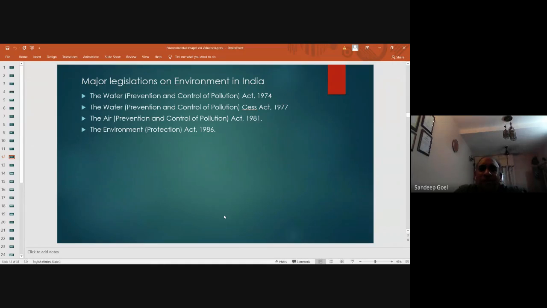Major legislation on environment in India. The Indian government from time to time has framed and passed in Parliament four legislative bills. First was the Water Prevention and Control of Pollution Act 1974. Second was the Water Prevention and Control of Pollution Cess Act 1977. Fourth is the Air Prevention and Control of Pollution Act 1981. Out of these, the Environment Protection Act 1986 is the most important one, and it covers all the other legislation which was passed by the government from time to time.